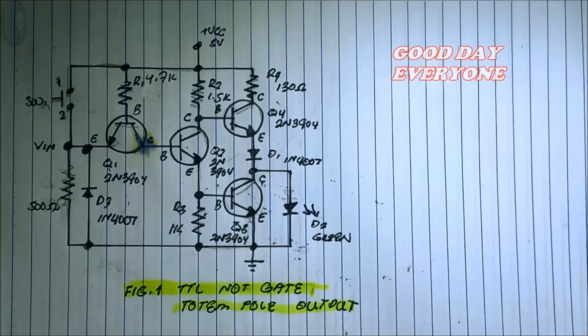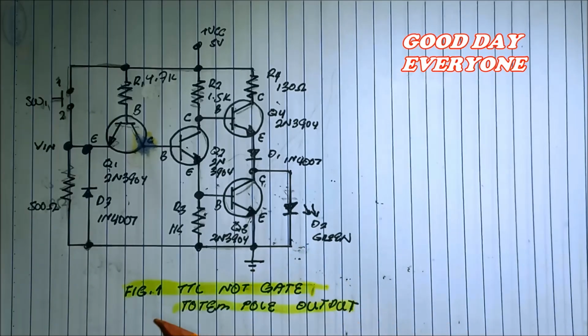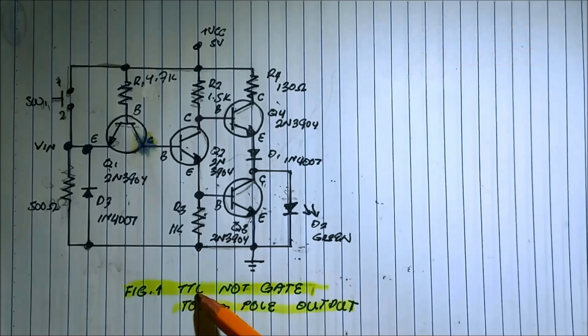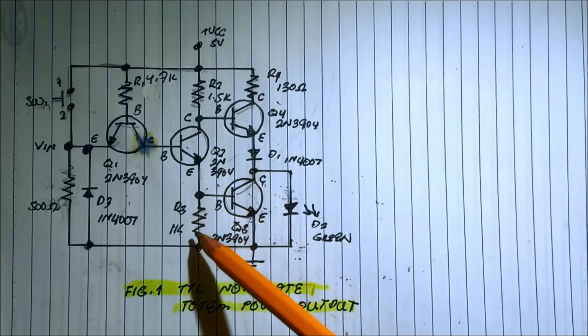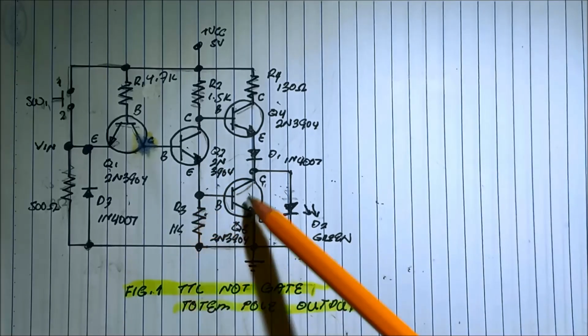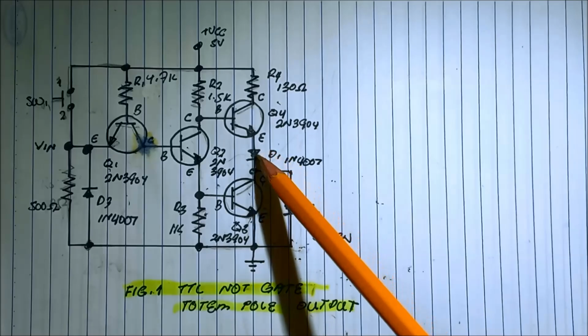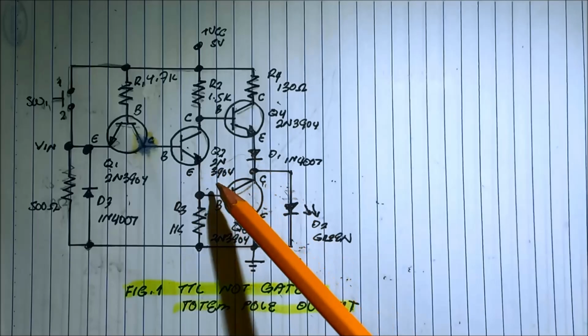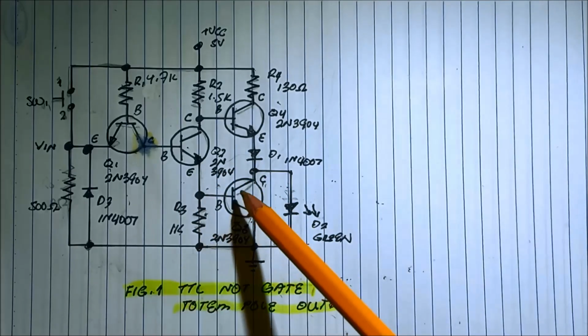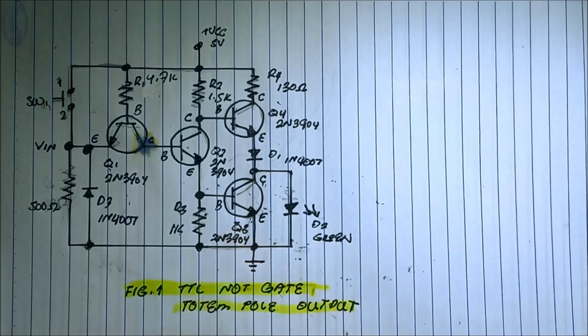Good day to everyone. This is now the circuit diagram of our project. TTL NOT gate, totem pole output. Okay, what is TTL? Transistor logic. So in our circuit we are using transistor and many resistor and also diode and LED. So basically transistor logic composed of a lot of transistor, especially a BJT type transistor.